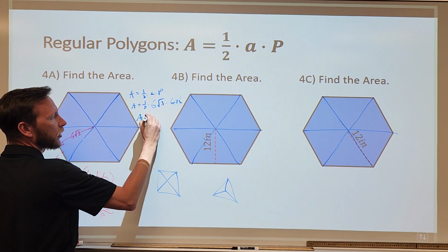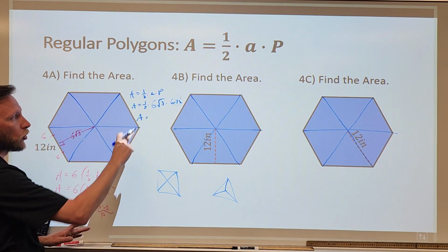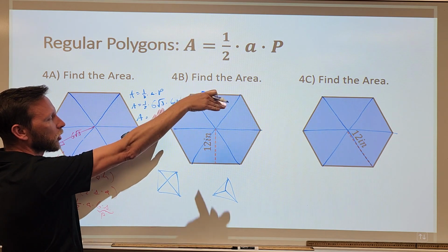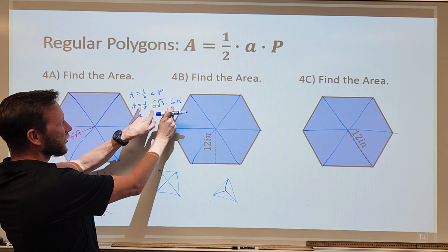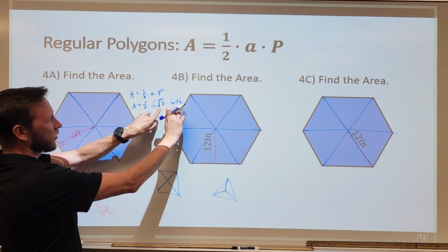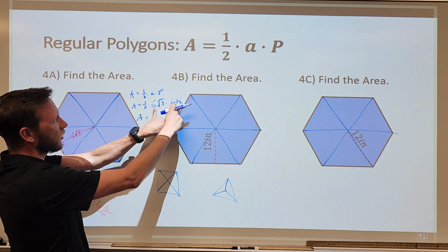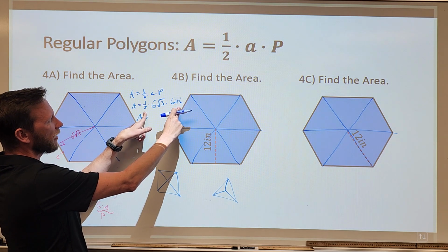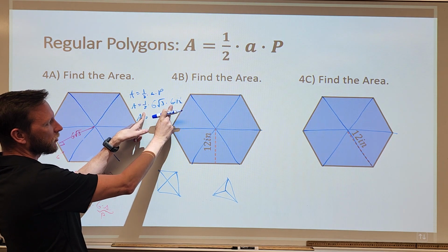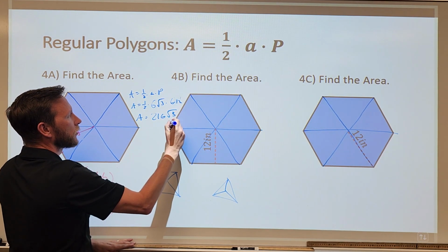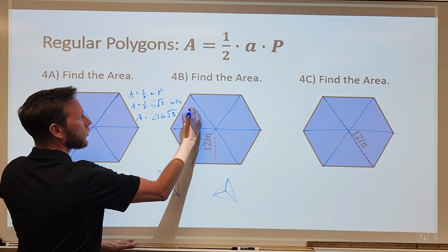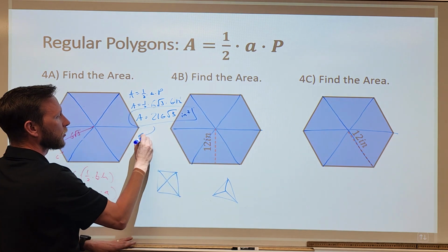When we type all that in our calculator, everything but the radical, we're going to do our multiplication of everything. We don't have another square root of 3, and it's not a square root that I can take, so we're going to multiply all of these things. 6 times 6 is 36, 36 times 12, and then divide by 2. So really what we have is 1/2 of 12 is 6 times 6 times 6. That's 216 square root of 3 square inches. All right, that's the area for number 1.